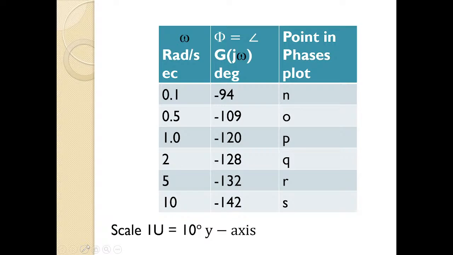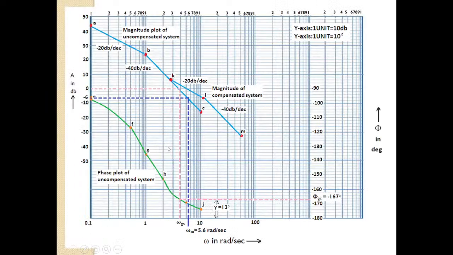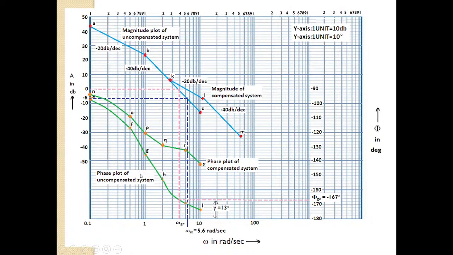Okay, we have the values. Now plot the graph for magnitude plot and phase plot. This is only the magnitude plot. Magnitude for compensated system, you can see A, B, K, L, M. This is the magnitude plot, and this is my phase plot.